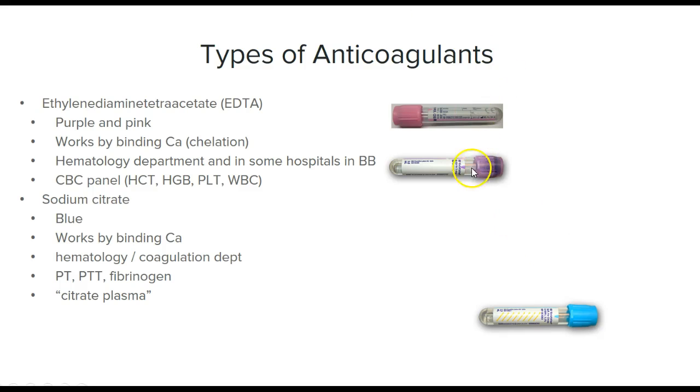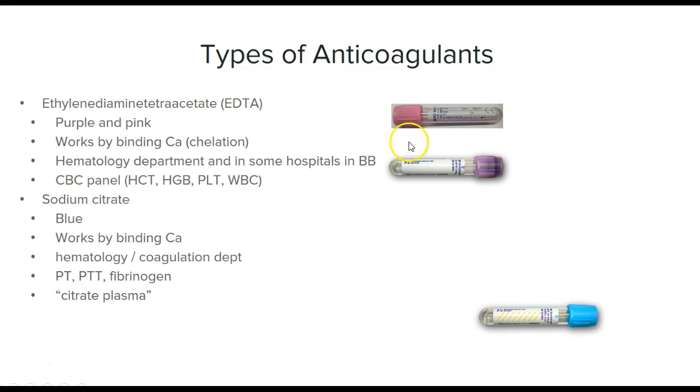Okay, so the types of anticoagulants, you need to know all of these. The pink tops and purple tops, they have EDTA in them, and that stands for ethylene diamine tetraacetic acid, or acetate. And these are purple and pinks, and they bind calcium. So they bind the calcium up. The blood can't clot because the calcium's not there.